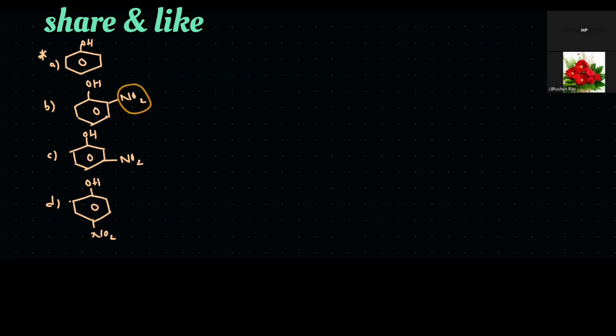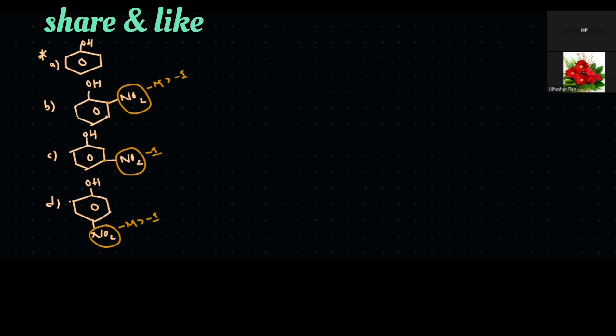Here the minus M group is dominating over the minus I. Why? Because here the NO2 group is attached at the ortho position. Now here also one NO2 group is present at the meta position. If any group is attached at the meta position, always only the minus I effect is present. There is no mesomeric effect. Now coming to compound D, here also a minus M group is present. It is dominating more than the minus I.